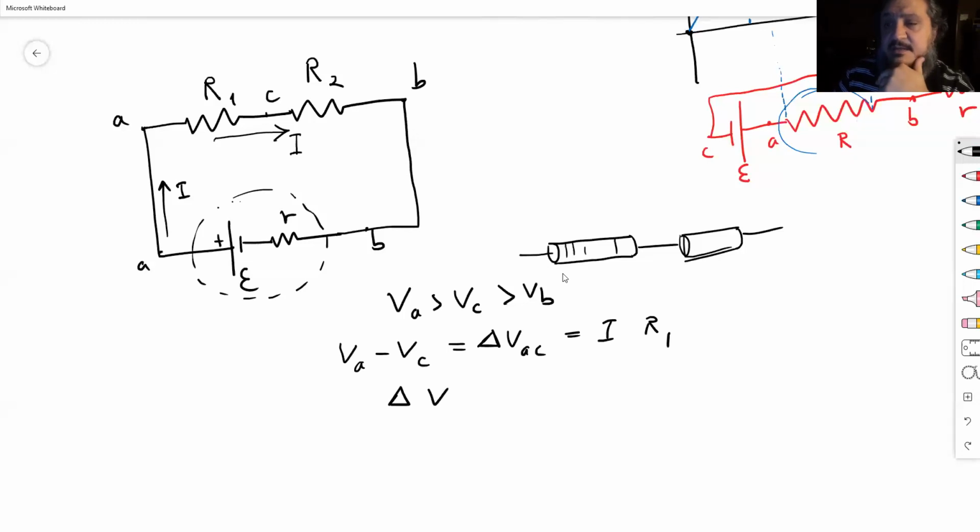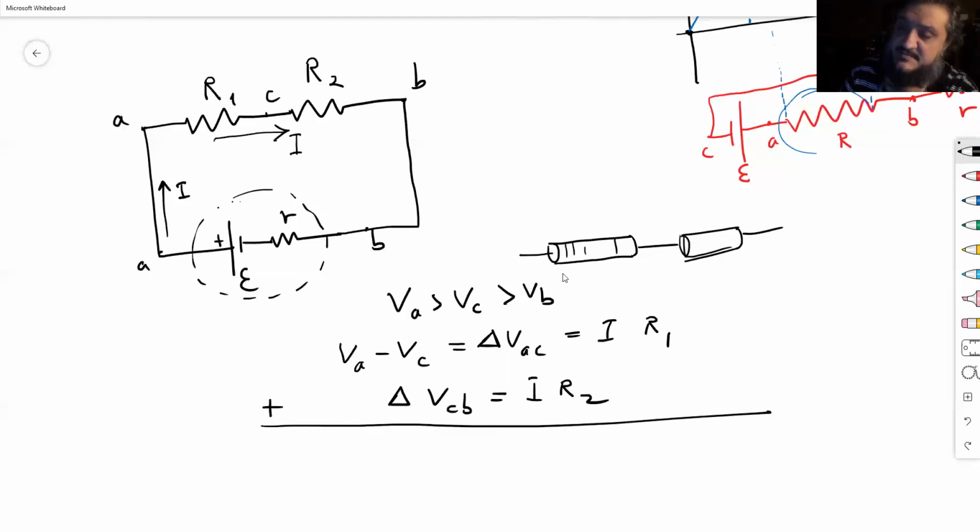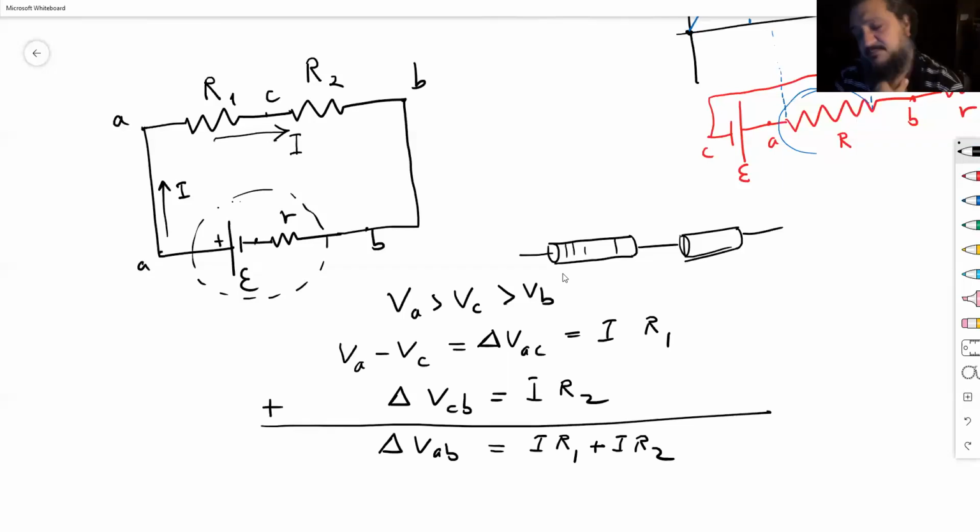Similarly, delta VCB will be equal to what? I times R2. If you add these up, delta VAC plus delta VCB gives you delta VAB. From A to B, the potential drop is I times R1 plus I times R2. So B is the lowest. No, actually the lowest point will be between the EMF and internal resistance, but that's what we did before. So you can analyze the currents like this. Current is to the right.